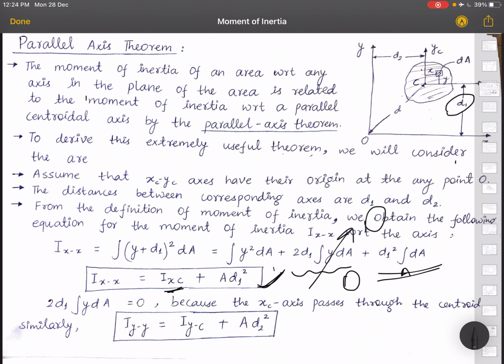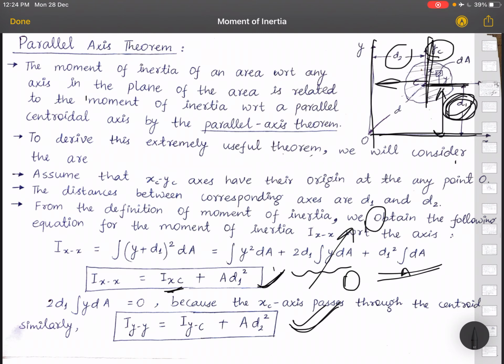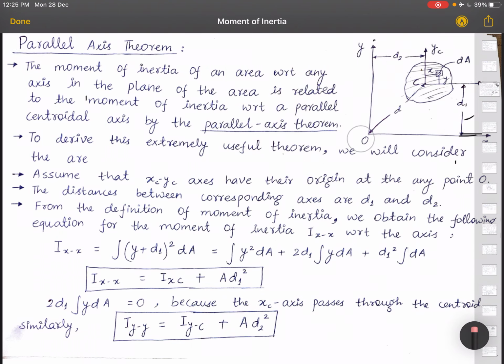So what is this d1? Let us try to understand. This is the parallel distance between the two parallel axes. The known axis is here, and we want to calculate with respect to this one. So this is the distance between the two parallel axes. Similarly, if we want to write it for y, we get IYC plus the distance between the two axes, which is d2, so d2 squared multiplied by the area. So this is a very simple theorem.